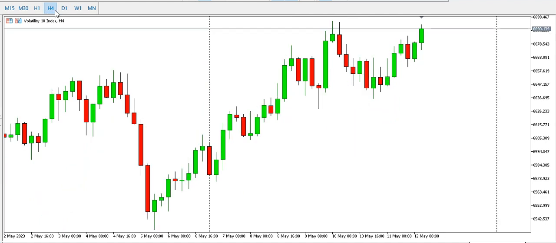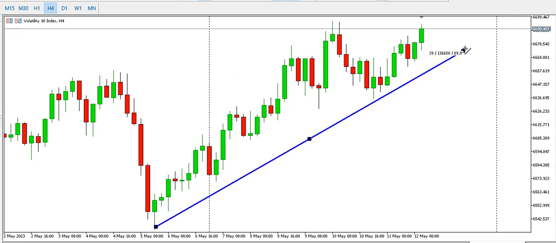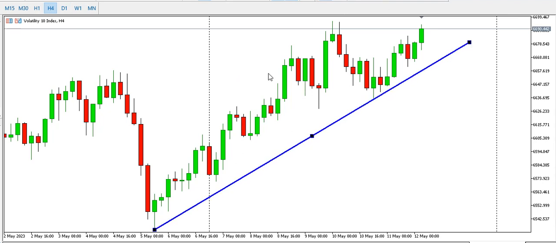Let's look at V10 on the 4-hour time frame. The 4-hour time frame is clearly a bullish trend. We have a low, we have a high, higher low, higher high, higher low, higher high. We have this low here, but it's not as low as this. So you see a higher low, and we are about to have a higher high. Look at the candle here. It's already in the resistance area and it's trying to break it. So that's V10 on the 4-hour time frame.